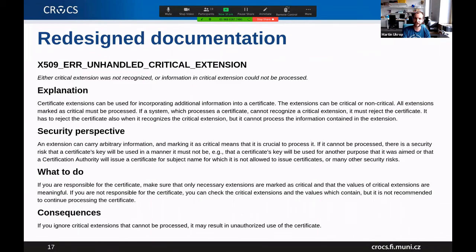There's the error code, we kept it the same. There's a single line summary that we would also like to be displayed in the command line verification, ideally, still better than error 34 at 0 depth lookup.